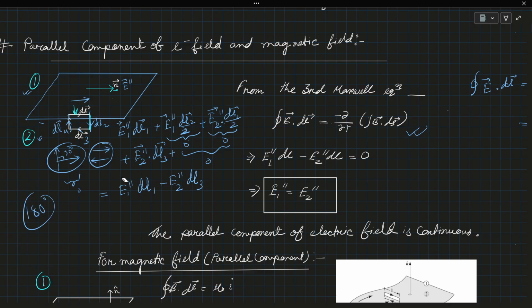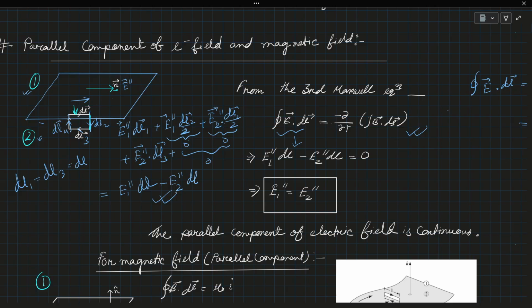Now, as you can see, this is a rectangular loop, so dl1 and dl3 have equal length. Let's say dl1 equals dl3 equals dl, right? So I can write it as E1 parallel dl minus E2 parallel dl. So this can be written as this. Here it is the explanation.